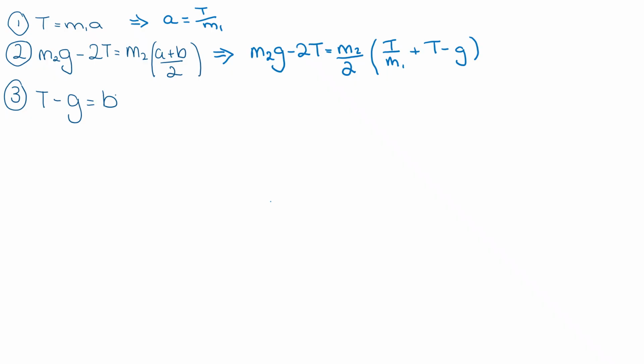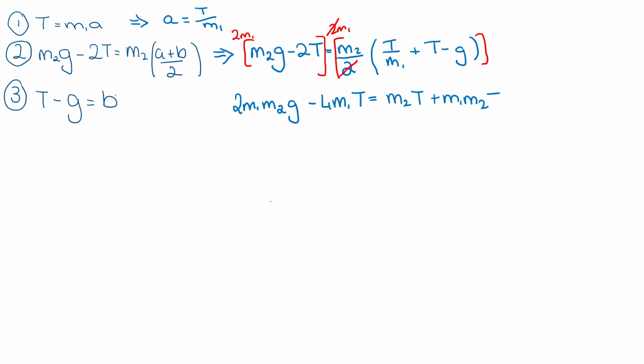So what I'm going to do is multiply everything by 2m1. So we'll do 2m1 on both sides. So that 2 effectively disappears on that right-hand side. Over here we get 2m1 m2g minus 4 m1t is equal to m1 by m2 by t over m1, which is just going to give us m2t. And then m1 by m2 by t is going to be plus m1 m2t. And m1 by m2 by minus g is going to give us minus m1 m2g.